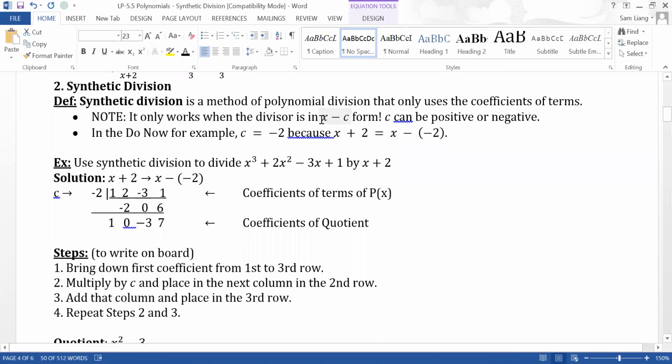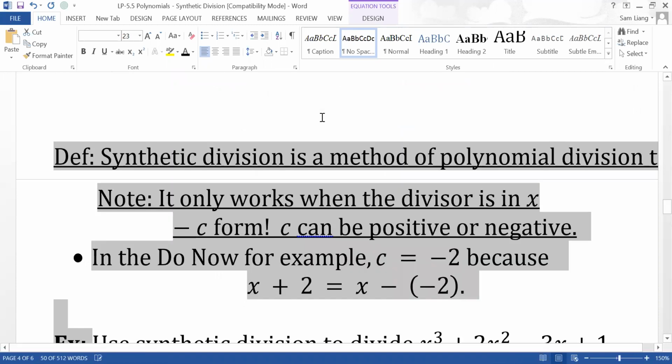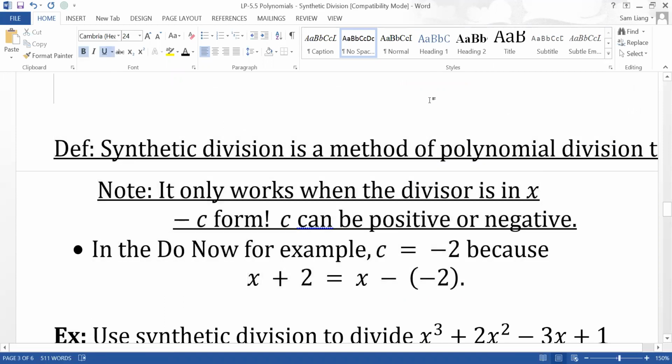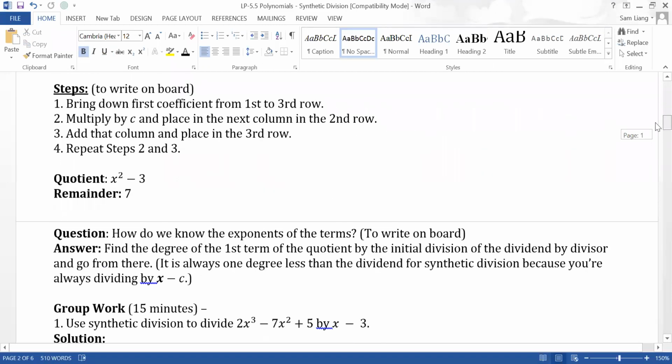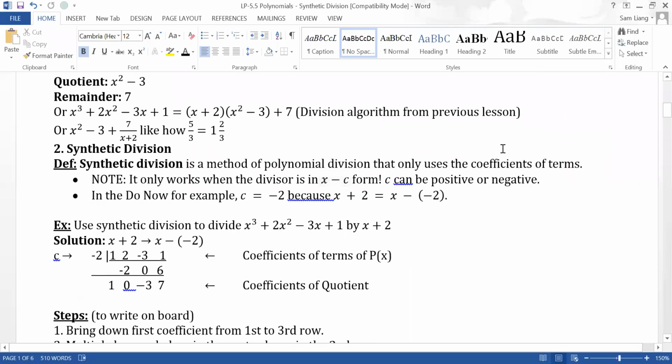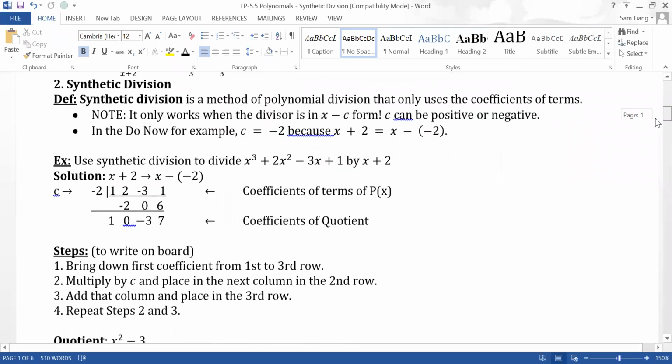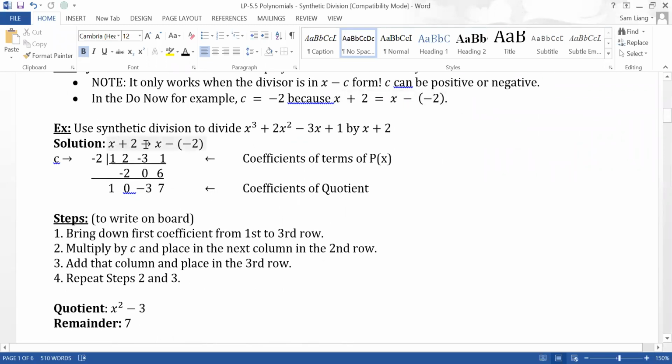As you see in the note that I provided right there, x minus c is the form that we're going to write it in. So it's x minus -2. So -2 is the number that we write, right? That's the divisor, so to speak. And then here we write the coefficients of the dividend, or p of x. So that's going to be 1, 2, -3, and 1.